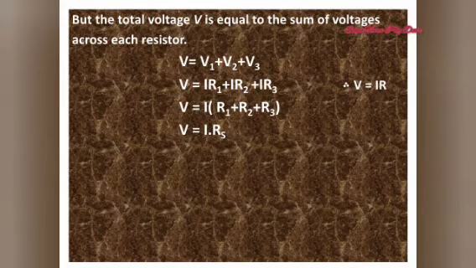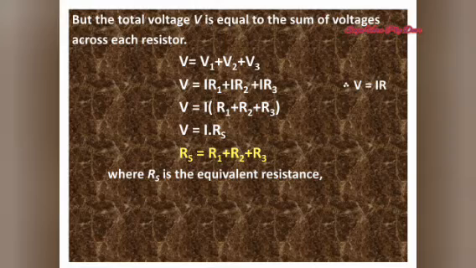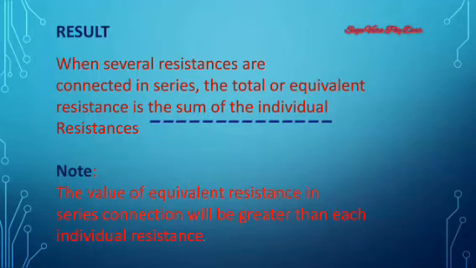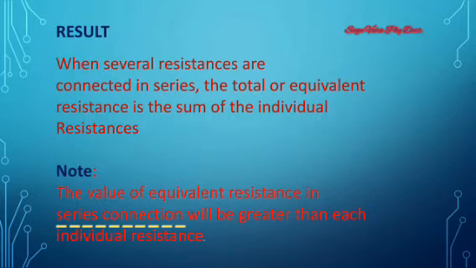Total voltage V equals I Rs. Compared to the voltage, I is cancelled, so Rs equals R1 plus R2 plus R3. Rs is the equivalent resistance. When several resistances are connected in series, the total or equivalent resistance is the sum of the individual resistances. The value of equivalent resistance in a series connection will be greater than each individual resistance.